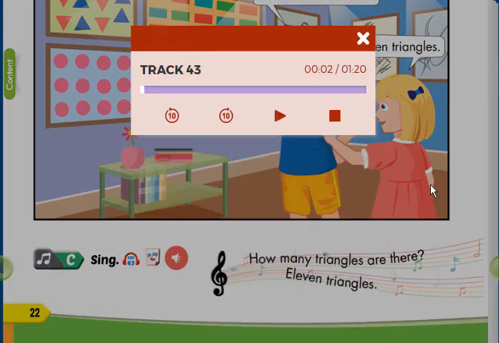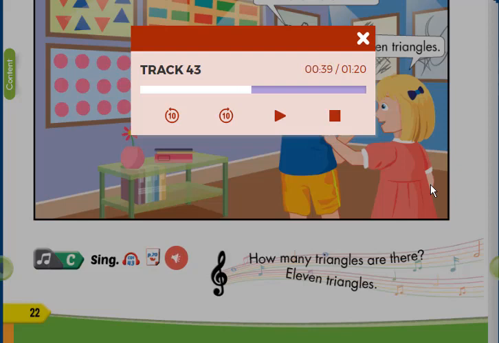C. Sing. How many triangles are there? How many triangles are there? 11 triangles. 11 triangles. How many books are there? How many books are there? 12 books. 12 books.